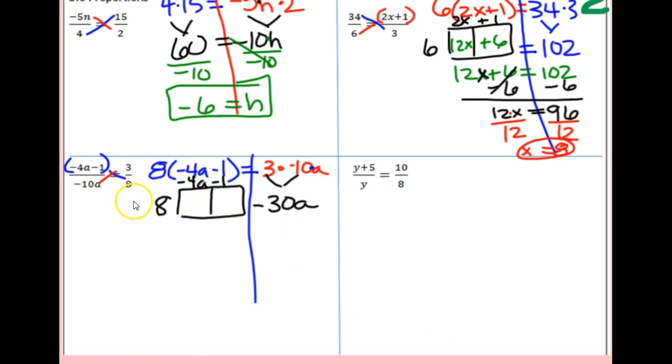So multiply those. 8 times 4 is 32a, and it's negative. 8 times negative 1 is negative 8. So we have negative 32a minus 8 equals negative 30a. That's a negative. So if we want all the a's together, it doesn't matter which one you move, but if I move this one, there's nothing left. So I'm going to move this negative 32a over to be with the other a's, so I'm going to add 32a.